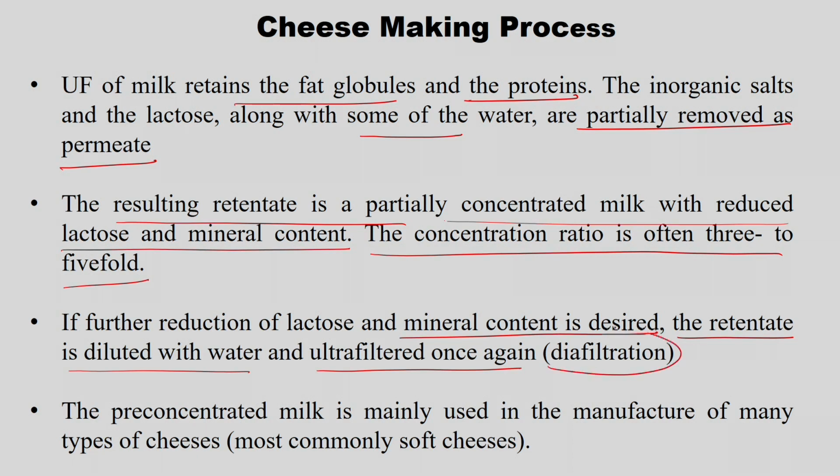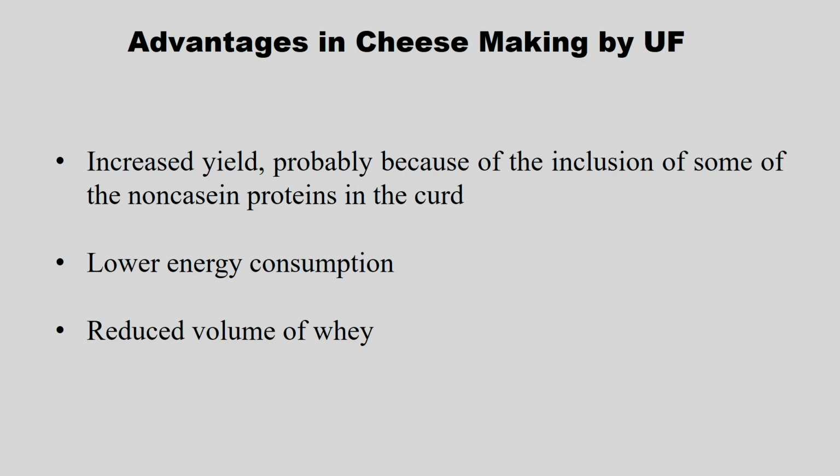So, this we call diafiltration, and the pre-concentrated milk is mainly used in the manufacture of many types of cheeses, right. So, the concentrated milk whatever we got here is used in the cheese making process. The advantage with respect to traditional making is the increased yield, probably because of the inclusion of some of the non-casein proteins in the curd, right.